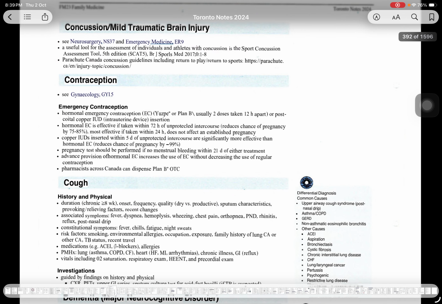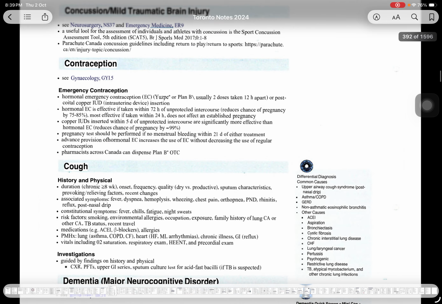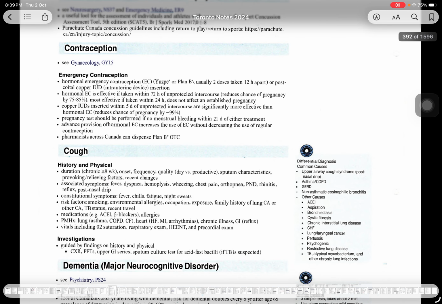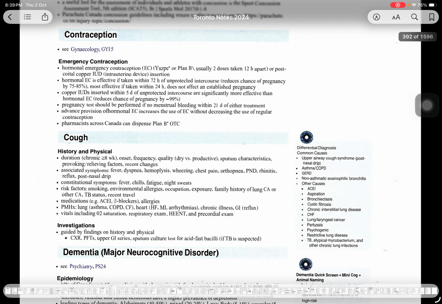Hormonal emergency contraception, you have to take it within 72 hours of unprotected intercourse, and you have to take two doses 12 hours apart, which reduces chance of pregnancy by 85%. Most effective if taken within 24 hours. The sooner it is taken, the better it is. The other one is the copper IUD, inserted within 5 days of unprotected intercourse, which is significantly more effective than hormonal emergency contraception. So two different types. One is copper IUD, the other one is hormonal contraception. Hormonal is best if taken within 72 hours or 24 hours, and copper IUD can work within 5 days of unprotected intercourse. Pregnancy test should be performed if no menstrual bleeding within 21 days of either treatment.